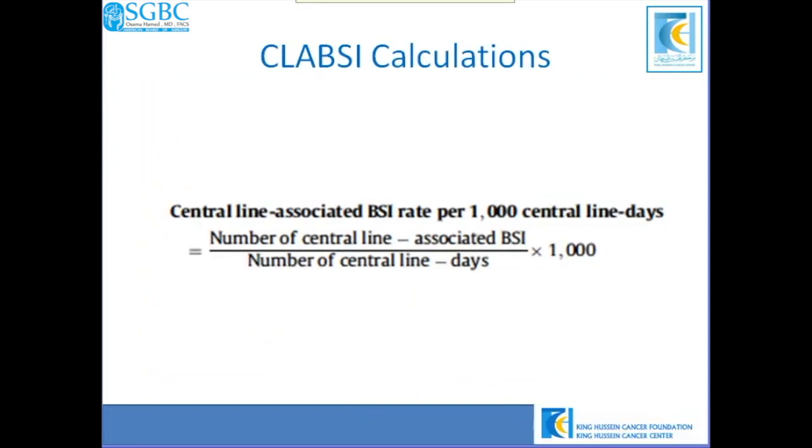This is how we calculate CLABSI. Again, Sausan and Dr. Osama H and the Infection Control Committee, they're very meticulous about these calculations. We're not going to talk about it in details, but it's the number of CLABSI over the number of central line days. There are certain formulas for how to calculate that, multiplied by 1,000. This is how we report CLABSI per 1,000 central line days.